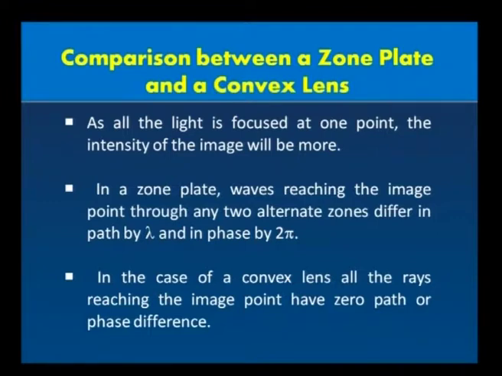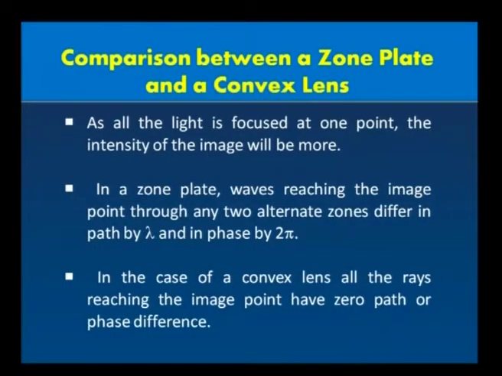In a zone plate, waves reaching the image point through any two alternate zones differ in path by lambda, or a phase difference of 2 pi. You know, when the light is passing through a zone, the next zone will not allow it, only the next zone after that will allow. So, the path difference will be lambda.